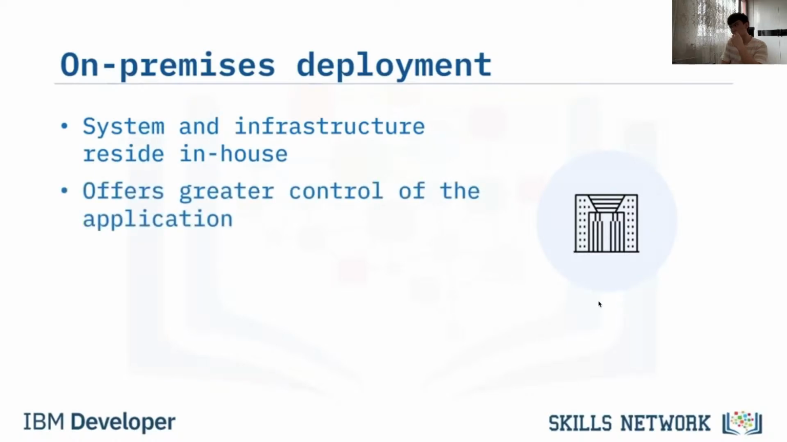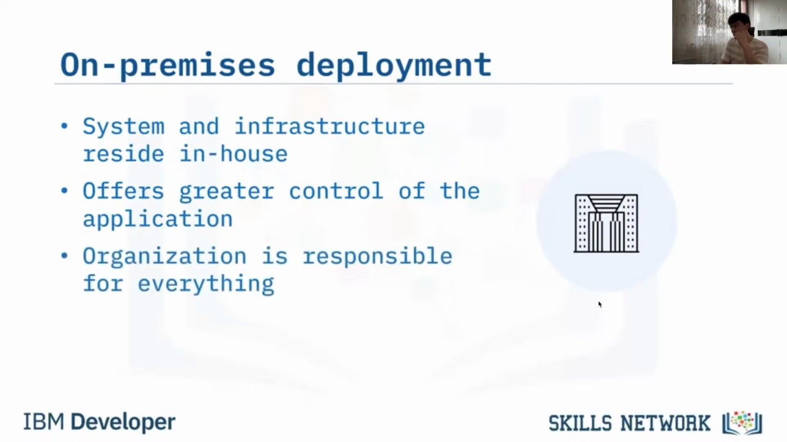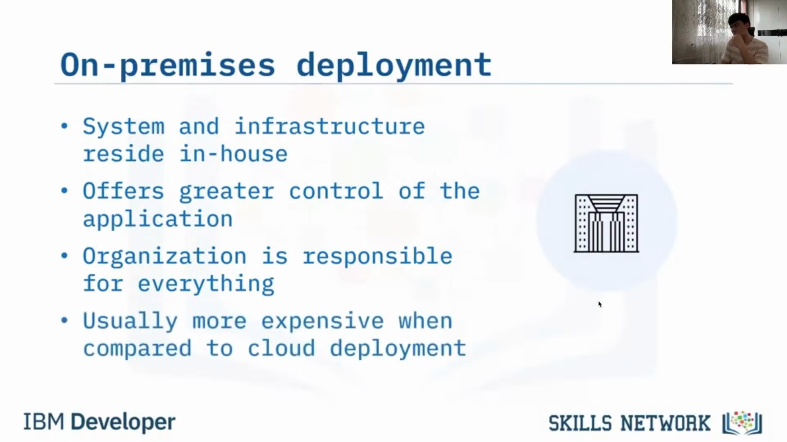If an organization desires greater security or control of an application and the data in use by that application, it may deploy the application on-premises. For on-premises software deployments, an organization is responsible for the system, hardware, related infrastructure, and maintenance required to run the application. On-premises deployment is usually more expensive when compared to cloud deployment.